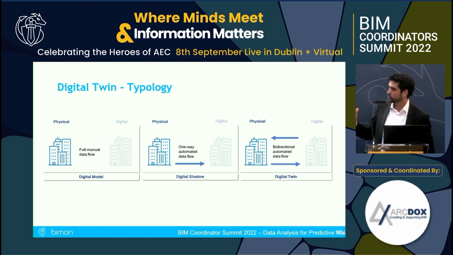When you go on, you also acquire a data flow from the physical asset, and you can, for example, visualize it in the cloud with dashboards and others, but you don't give back any information or any action. Then we talk about a digital shadow.